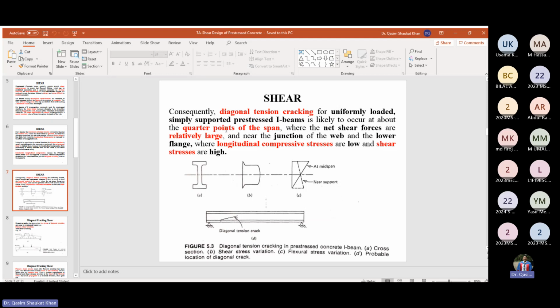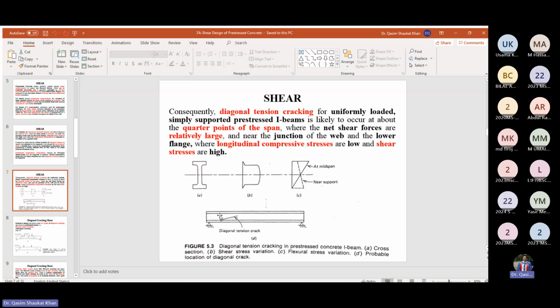about 1/4 of the span. So shear is maximum near the support at distance d/2 from the face of the support. However, the diagonal tension crack originates from 1/4 of the span of the pre-stressed I-beam.